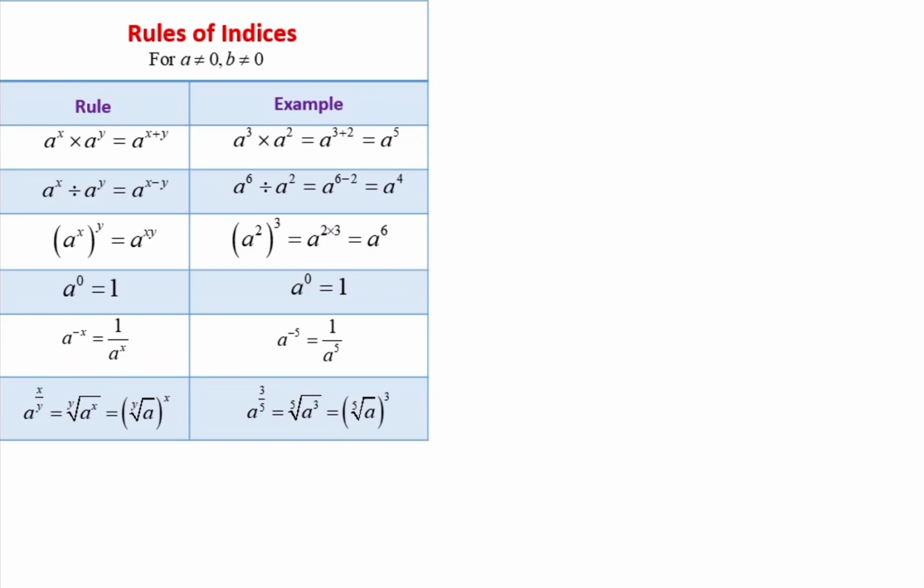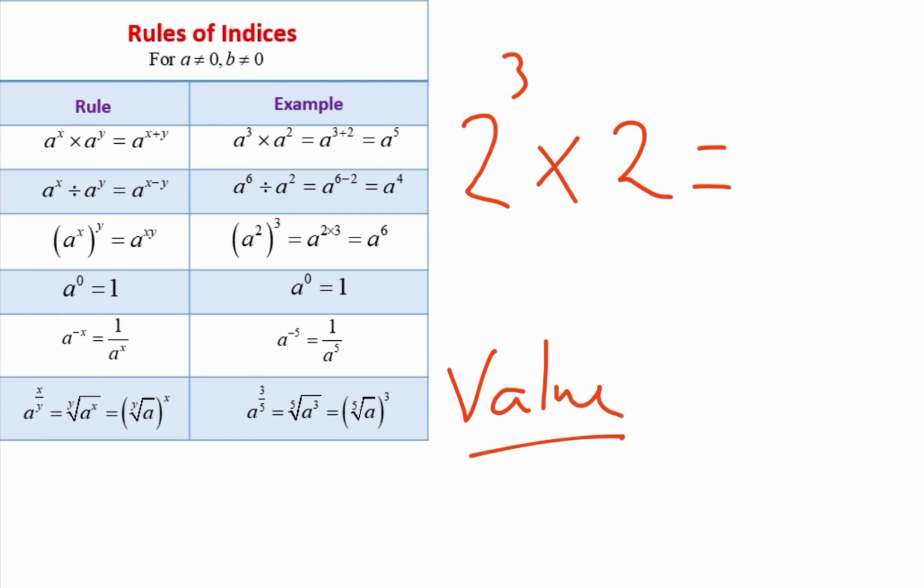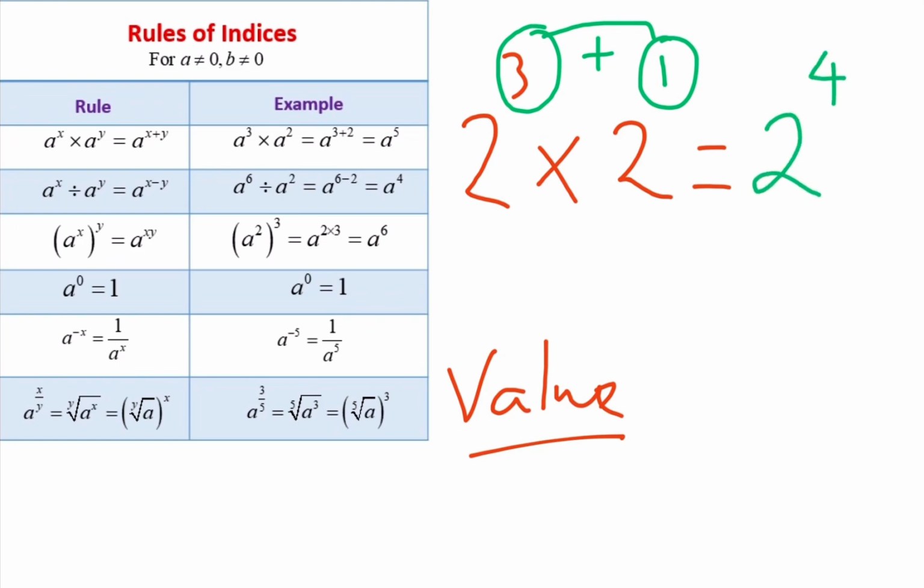There was a GCSE examination question, be careful, which said 2 to the power of 3, for example, times, there we go, 2. And write your answer as a value. So what students did was, they saw the 3 there. They didn't see a power. Remember, you're supposed to have two circles, connect them together, and then add them. There wasn't a power. If there's not a power there, we put a 1 in there. So 3 plus 1 is equal to 4. So the answer, 2 to the power of 4.